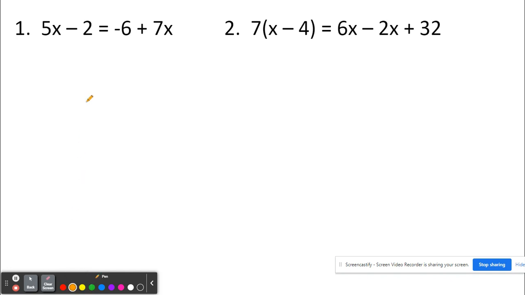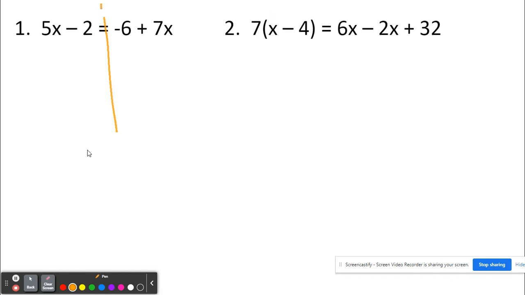So let's look at this one. I always draw a line right here. Not everybody needs a line, but some people do. And then that way you can separate here's the left side of your equation and the right side of your equation.